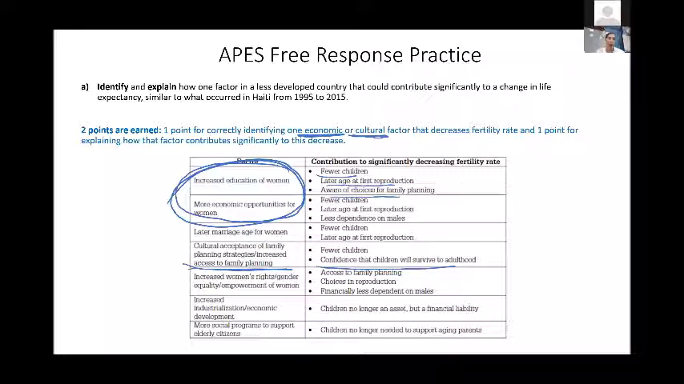Now, again, you could look back in those tables that I presented to you earlier today, and any of those reasons would be acceptable here. You just have to remember to do both of what the question is asking you to do. Identify, but then also explain.